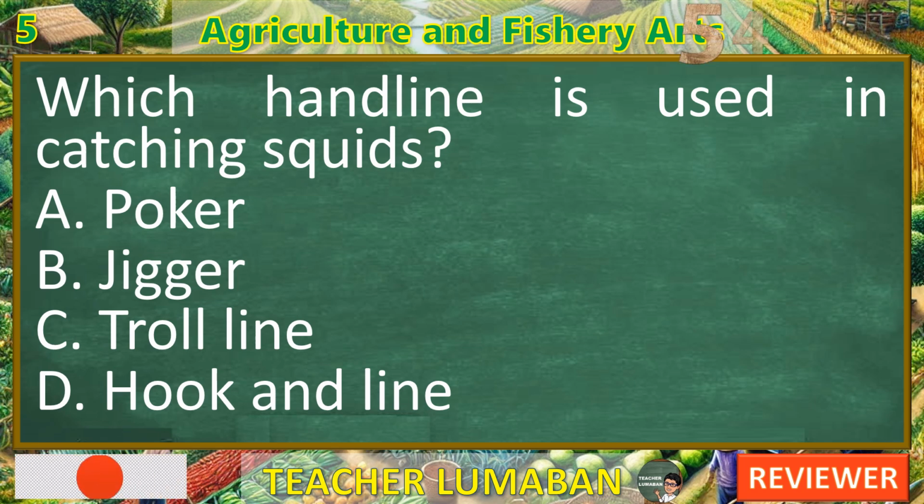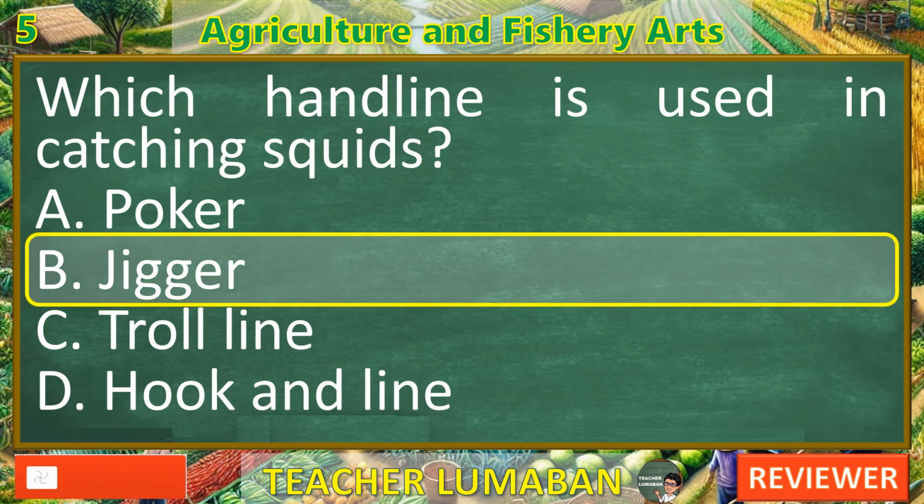5, 4, 3, 2, 1. The correct answer is B. Jigger. Here's an explanation of each choice.